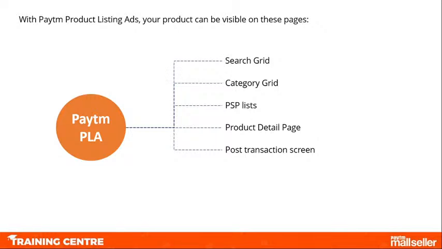Fifth is post-transaction screen. Here, the sponsored product ads are placed on post-transaction screens or screens that open up when a customer places an order on paytmall.com, or we can say these are the ads placed on the order confirmation page. Sixth is category storefronts. Sponsored product ads which are placed on category stores.